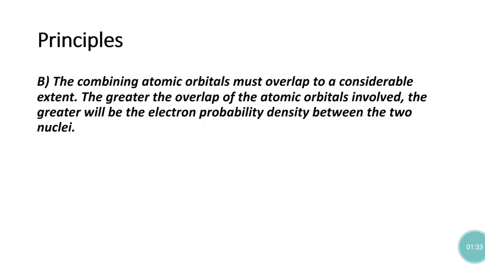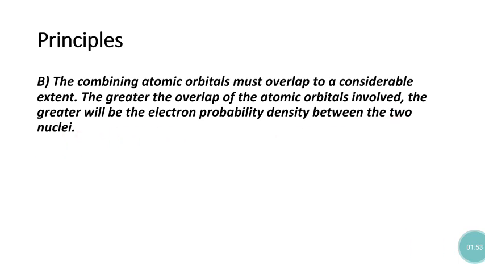Second condition, which says that the combining atomic orbitals must overlap to a considerable extent. The greater the overlap of the atomic orbitals involved, the greater will be the electron probability density between the two nuclei.